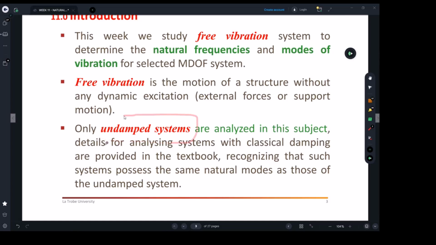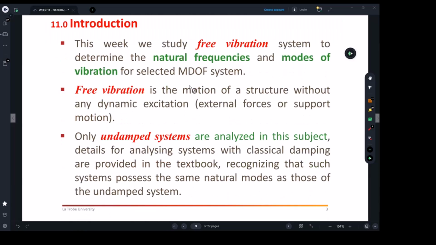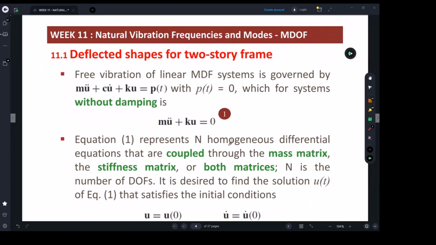In terms of whether it's damped or undamped, we will be working with undamped systems, right? That's what we're going to be analyzing today. And if you want to incorporate the C term within the equation of motion, then you can do it by all means. It's just that your matrix is going to be a bit bigger. That's all, right? So these are the assumptions we're going to be considering. It's a free vibration system, and it's undamped.